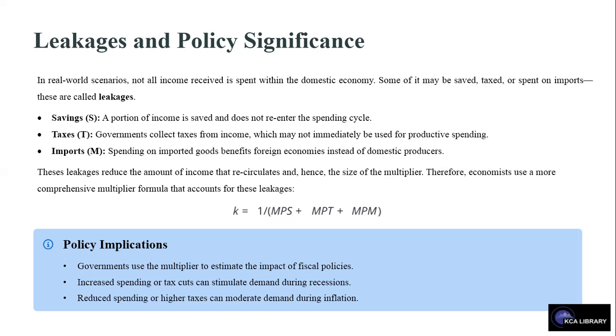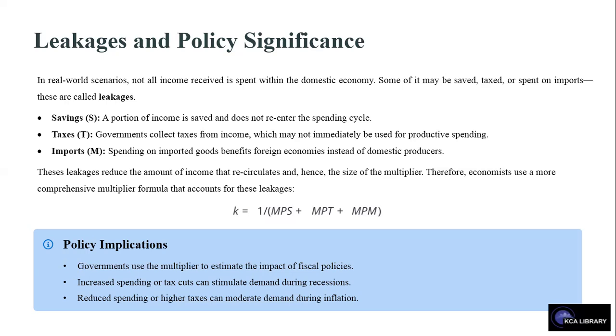So these leakages reduce the amount of income that recirculates, and hence the size of the multiplier. Therefore, economists use a more comprehensive multiplier formula that accounts for these leakages. And as you see it there. And what is the policy implication for this?